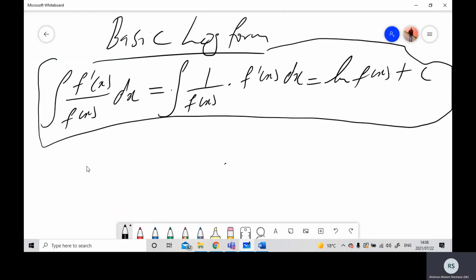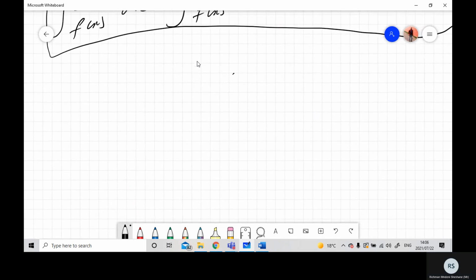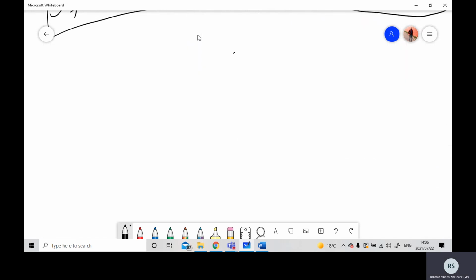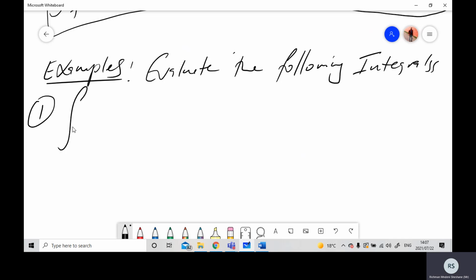Okay, let's look at the examples that apply this standard integral. Examples. Evaluate the following integrals. Number one, let's say we want to integrate cos of x over sine of x dx.